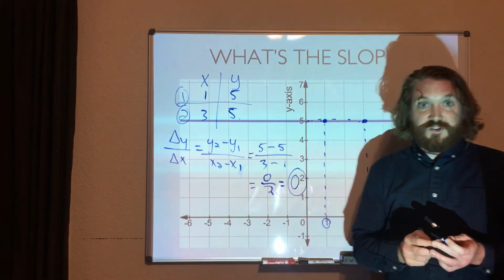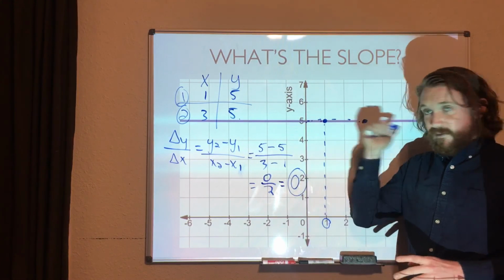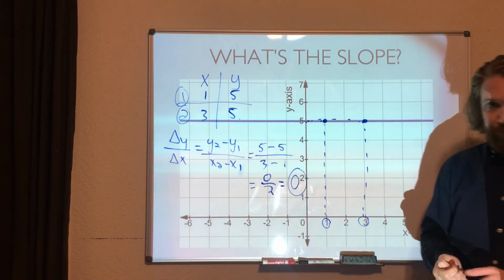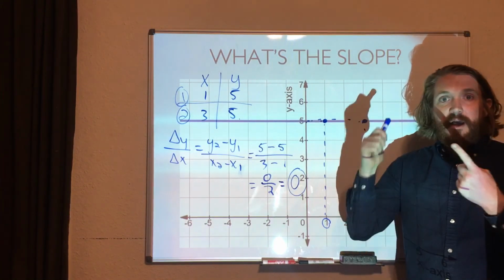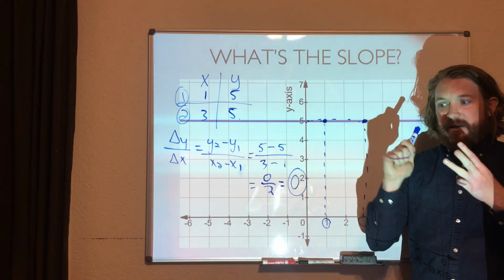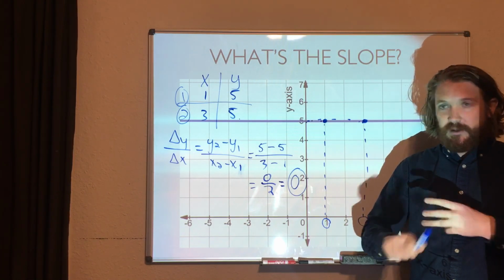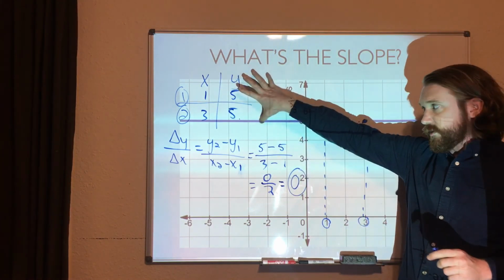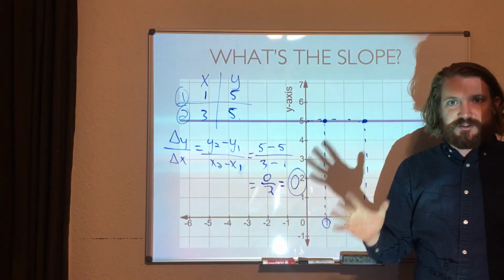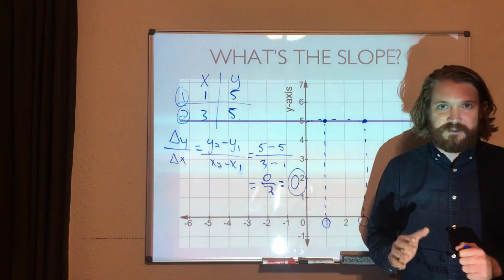So we just proved mathematically that the slope of this line is in fact 0. Now you've seen a positive slope calculation, a negative slope calculation, and a 0 slope calculation. Using this chart and this equation, you can answer all of the questions about slope from here for always.